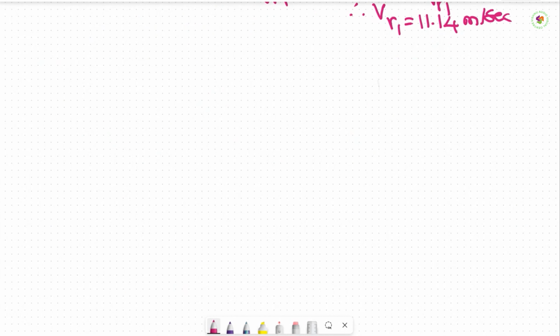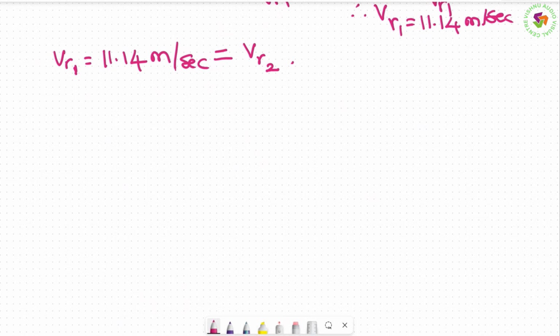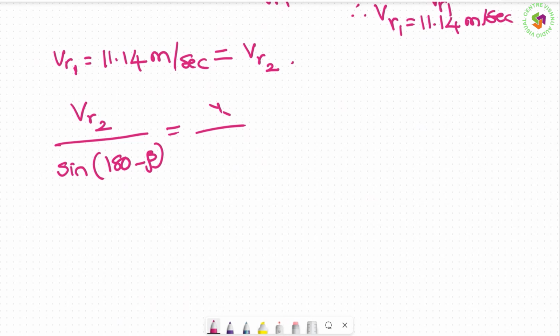So therefore, I got VR1 is equal to 11.14 meters per second. Naturally, this is also equal to VR2. So now our job, let us take it. What is the thing which we have drawn? Applying sine rule, VR2 divided by sine of 180 minus beta is equal to U2 divided by sine of beta minus phi.